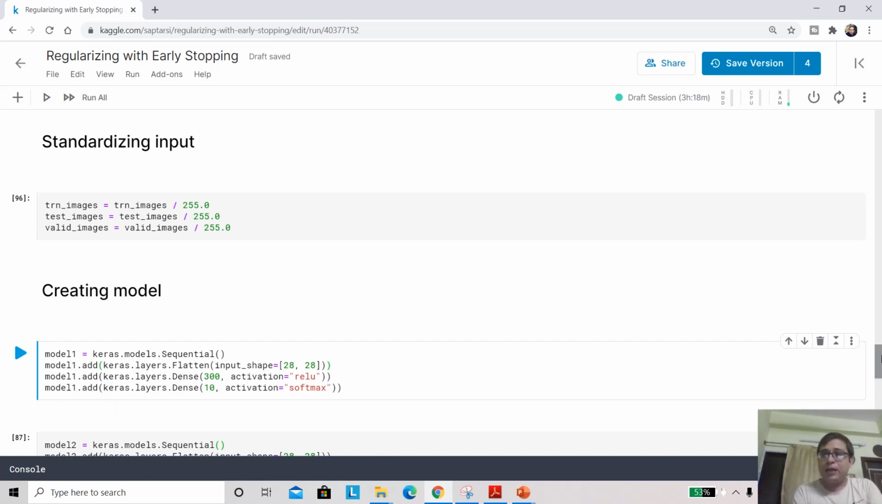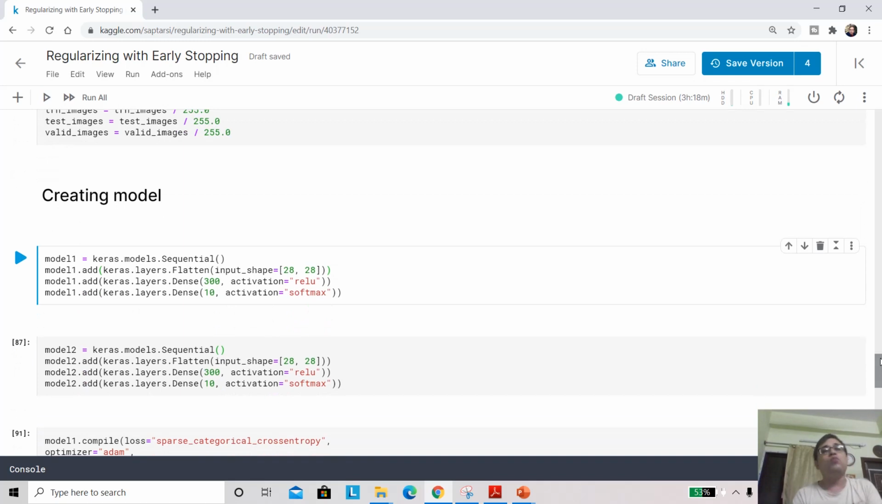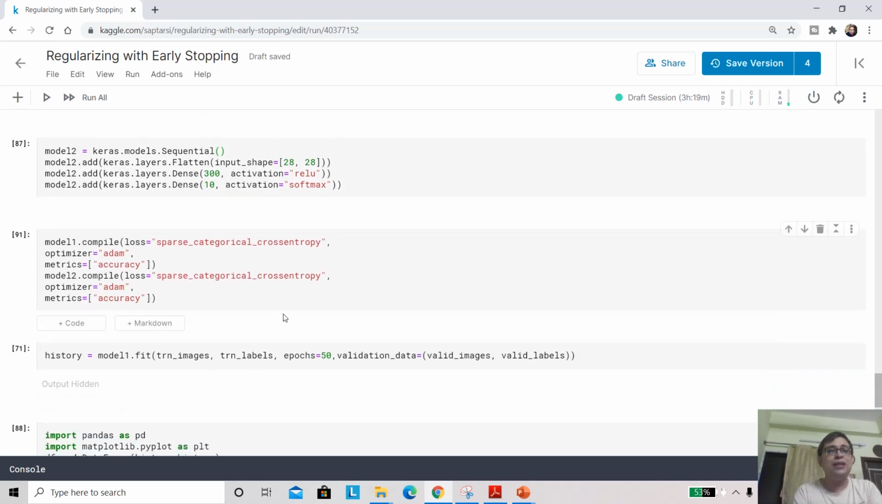All right, and we are actually using two models. One where we'll use early stopping and another where we will not use early stopping. Then we are going to compile it. For compilation, you already know the loss is sparse categorical cross entropy. There is also categorical cross entropy. If your target is in the form of a one-hot encoding, you use categorical cross entropy. Else you use sparse categorical cross entropy. Then you compile these models.